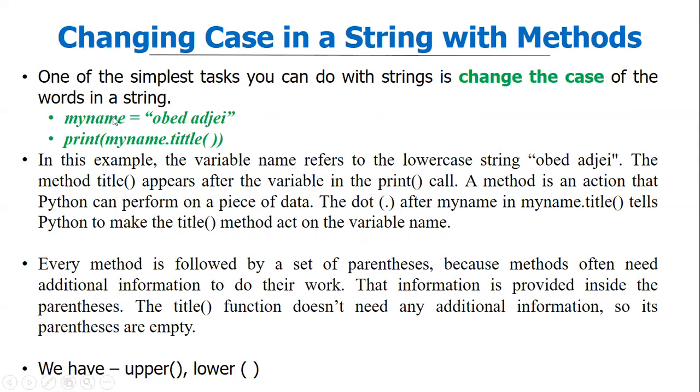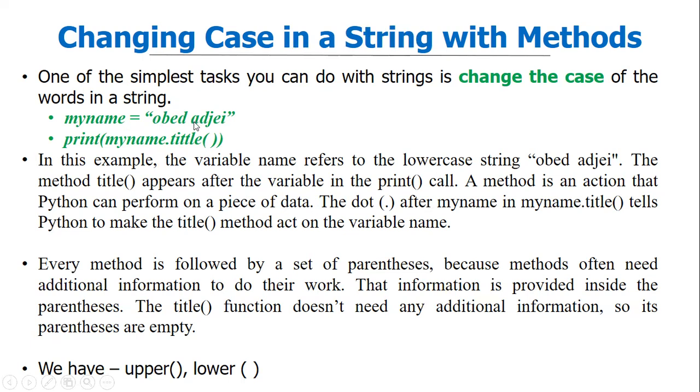So I have a piece of code over here. There is a variable that is my name. I have obj over here. Then I have print, and I have my name dot title. So I'm going to print my name, that is obj, but with dot title, and I have the parentheses over here, actually. So what does this particular line of code tell us? In this example, the variable name refers to the lowercase string obj. That's the variable name, and it represents this.